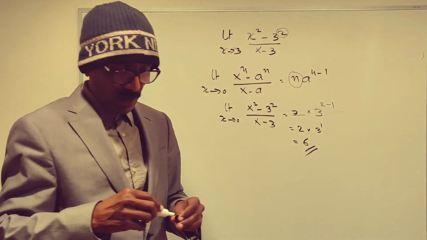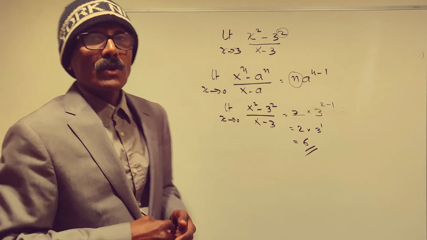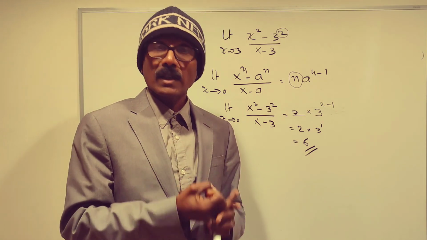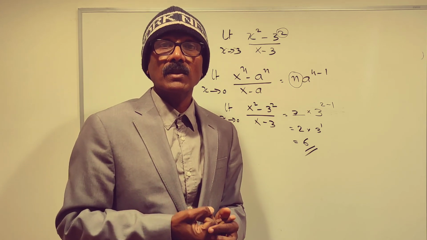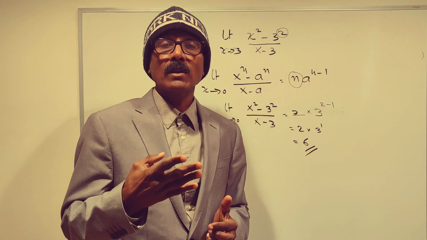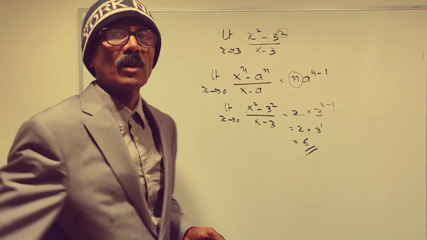So these are the 4 methods. First method, row and column method. Second method, factorization method. Third method, substitution method. Fourth one, using the formula.